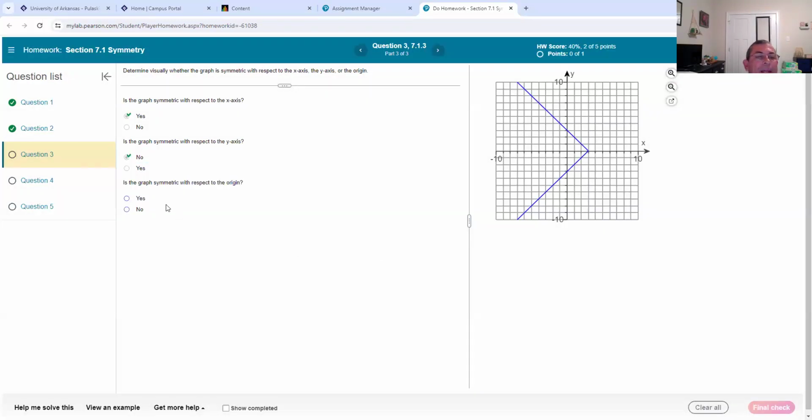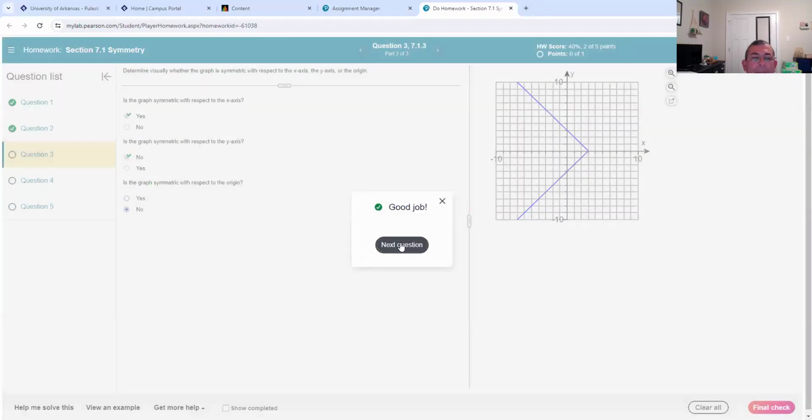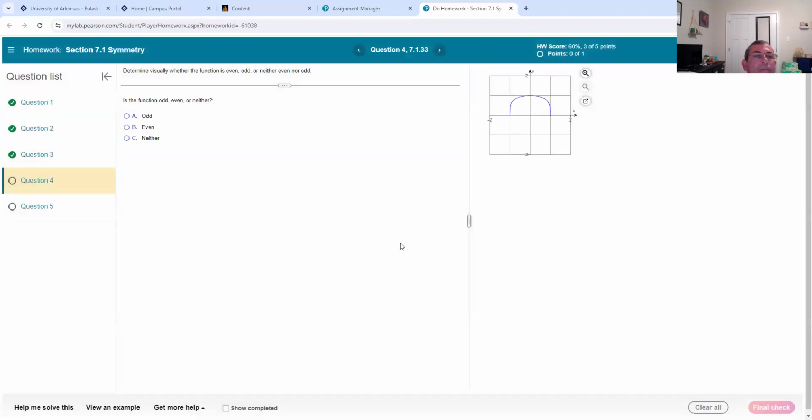Is it symmetric to the origin? So that is definitely a no. See, it's not even going through the origin. It's a little bit far right of that. So that's a no. So you check that. So let's see if y'all remember on this. Is this function odd, even, or neither?